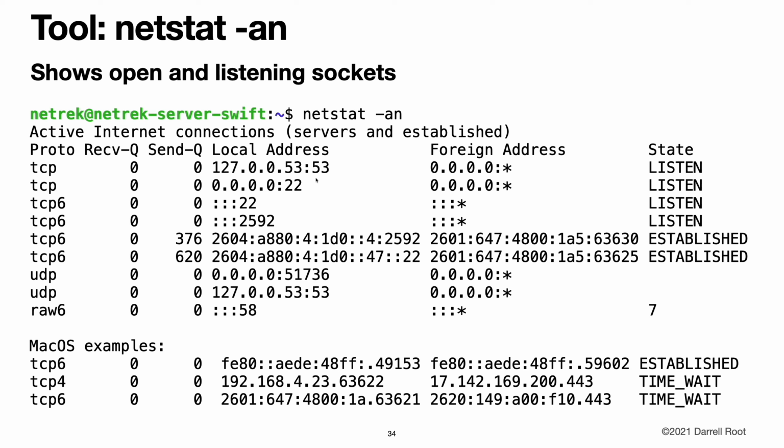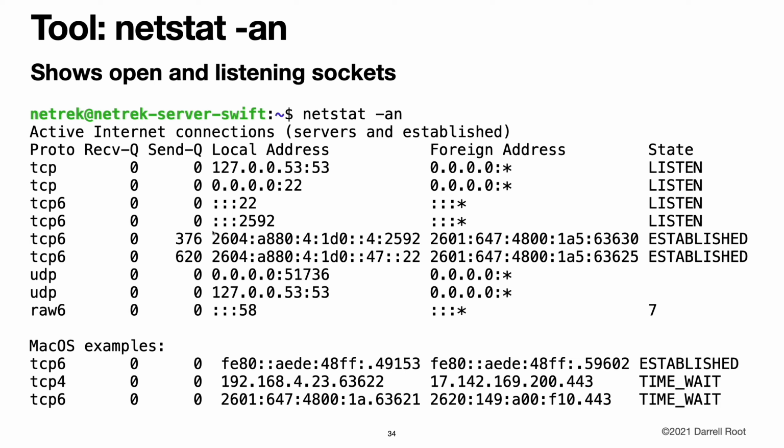It is listening on any address, that's what the 0.0.0.0 means, any IPv4 address for SSH, which is port 22. It is listening on IPv6. This double colon is the all zeros address for IPv6, meaning that it is listening on all local interfaces on port 22. It's listening on all IPv6 interfaces for port 2592.